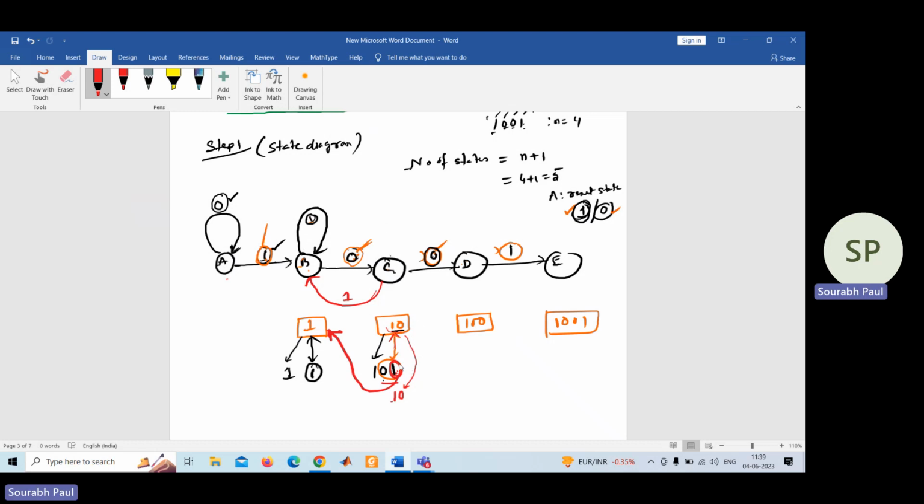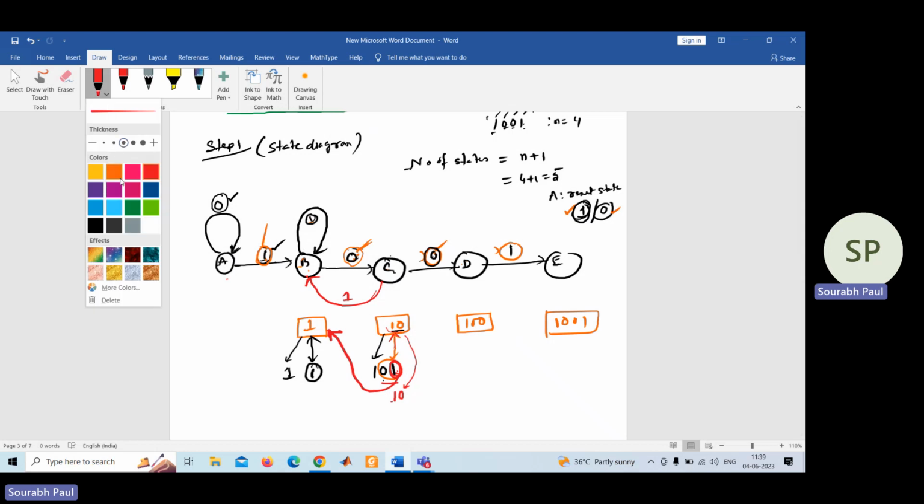If it doesn't match, then go to one bit less, that is 1, and you compare with the 1-bit state. Okay. And check whether it matches or not. If it matches, you go to the 1-bit state. If it doesn't match, you go to the reset state. So this principle you need to follow for each of the states. Now do the same thing.